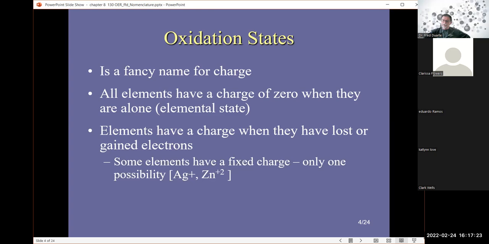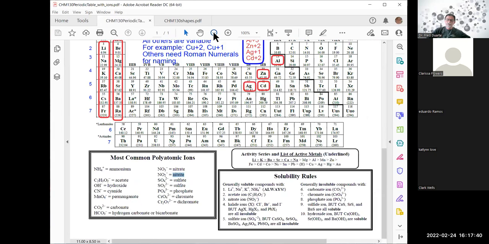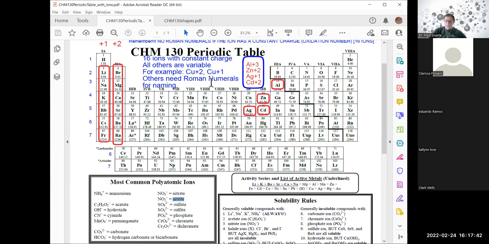Now, some elements have a fixed charge and only one possibility. So what is meant by that? Others have a variable charge. Well, this is what is meant. I have changed my periodic table a little bit. You're welcome to do the same to yours because I'm adding a little bit of information. If you notice the first two columns, group 1A and group 2A, excluding hydrogen, the ones in group 1A always will have a plus one charge, 100% of the time.